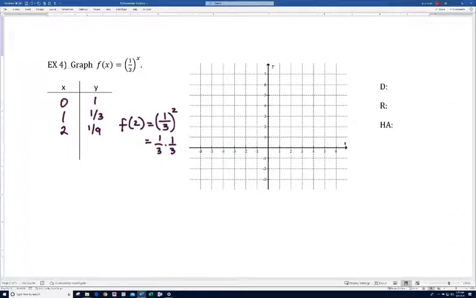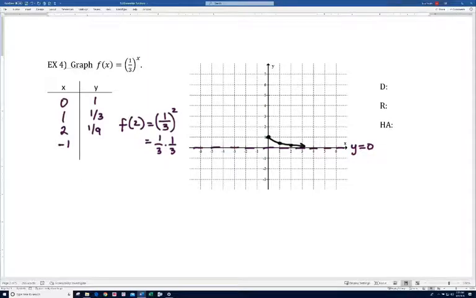All right, so let's go ahead and plot those points. And you can see what's happening as x gets bigger and bigger. In fact, if you put in 3 as an x value, you would get 1 over 27. So you get really close to 0, but you're never going to get there. So you can see we have an asymptote again at y equals 0.